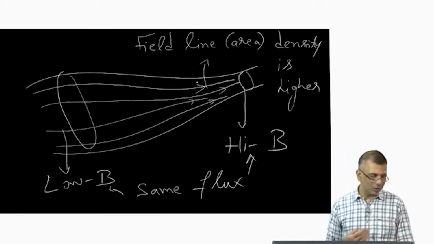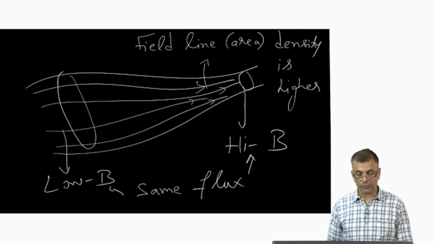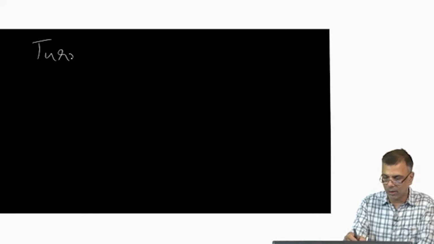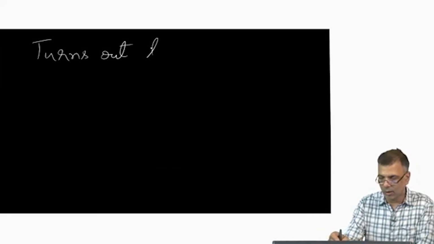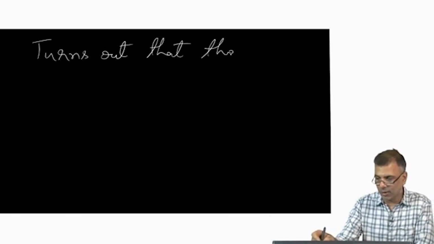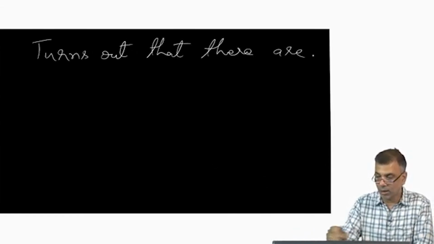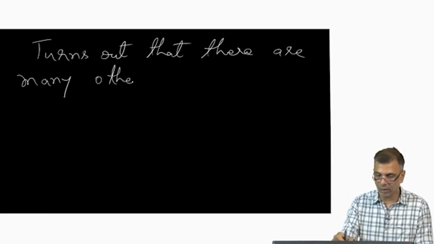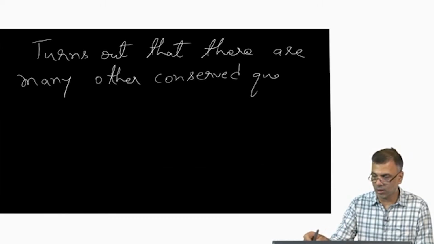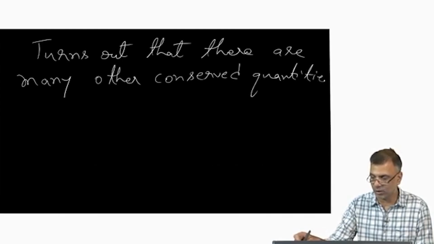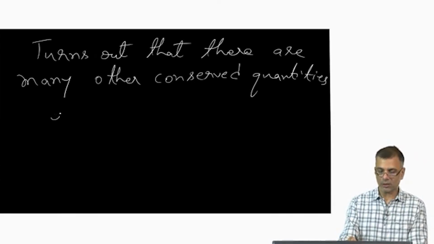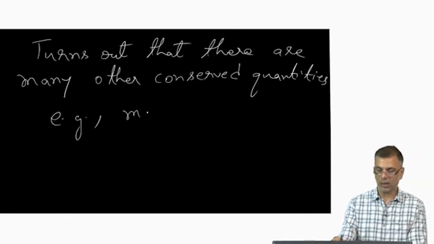So this is one very important property of magnetohydrodynamics. It turns out that there are many other conserved quantities in MHD. Well, mass is conserved, and so on and so forth, but even with regard to magnetic field and such things. For instance, magnetic helicity.